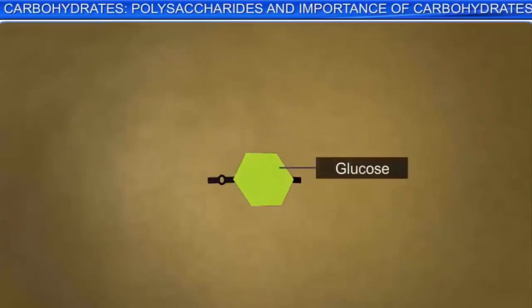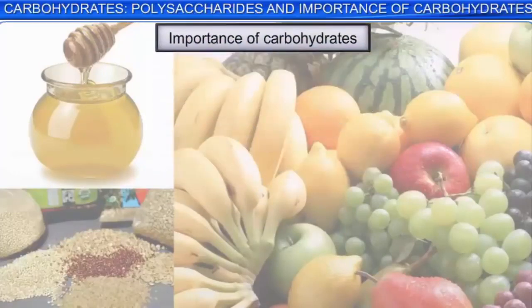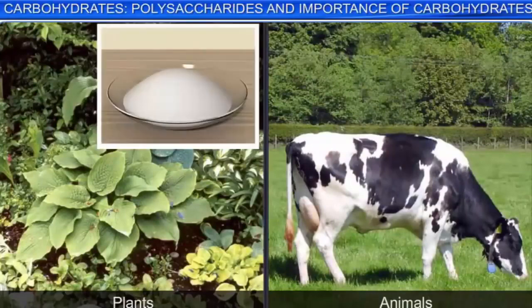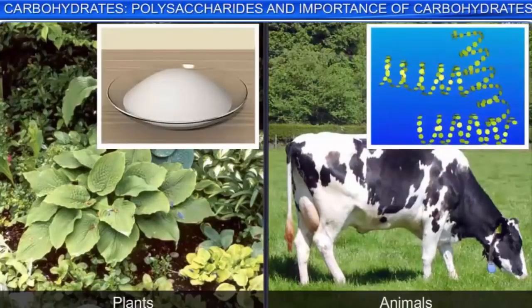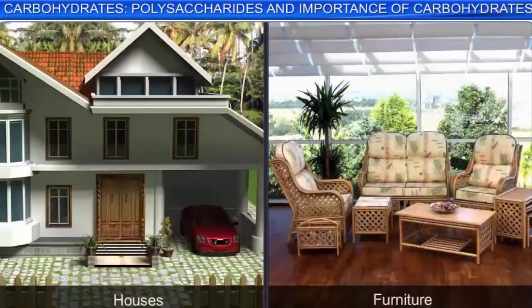Now let us study briefly the importance of carbohydrates in our lives. Carbohydrates are a very important class of biomolecules. They form a major component of our diet. They function as storage molecules, starch in plants, and glycogen in animals. The cell walls of bacteria and plants are made of cellulose. Carbohydrates have many uses as structural material.